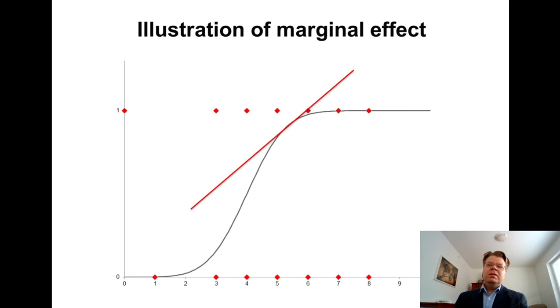So I hope that this discussion illustrates why this marginal effect is no longer constant in these binary response models. So first it is close to zero, then there is a region where this matters very much, and then again it is like no impact whatsoever.